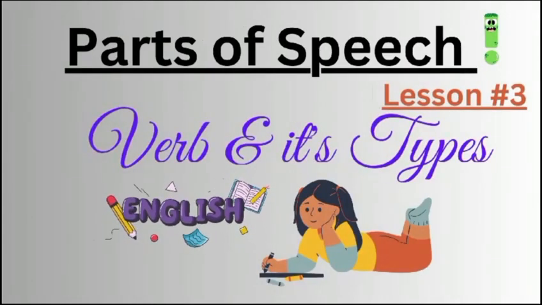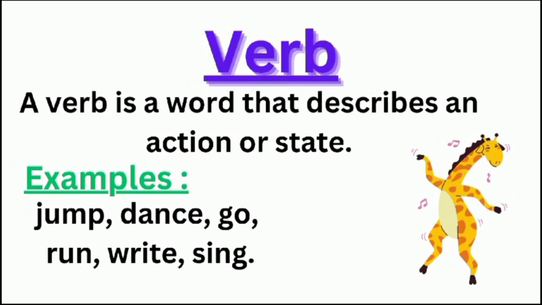Today we will discuss lesson number 3 of parts of speech, that is verbs and their types. Verb. A verb is a word that describes an action or state. Examples: jump, dance, go, run, write, and sing are examples of verbs.